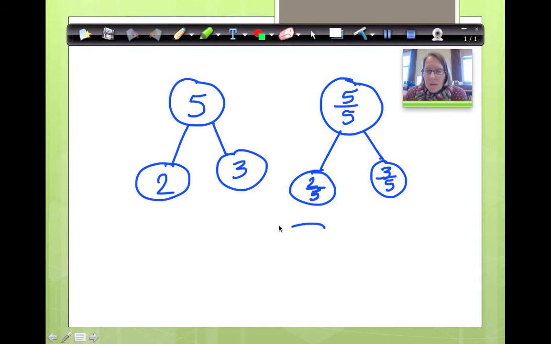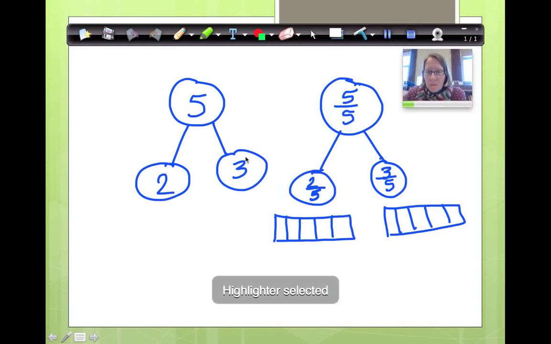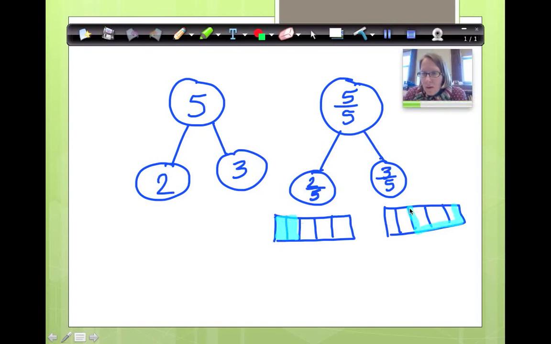Goodness, I probably could have picked an easier fraction than fifths to draw a picture of, but I'm going to do my best. I'm going to use these bars. Okay. 1, 2, 3, 4, 5. And I need to break this into fifths, so about the same size. 1, 2, 3, 4, 5. Okay, now this one, we had 2/5. And this one we had 3/5.